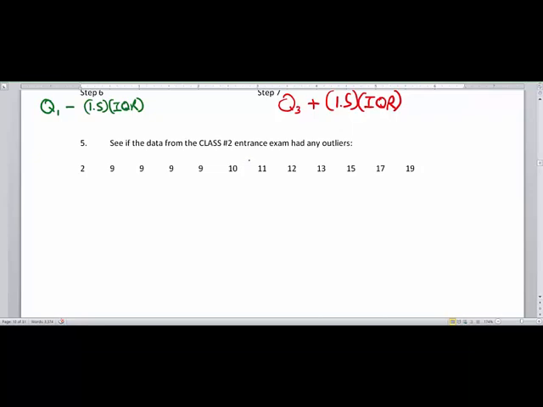Step 0 was to put the numbers in order. Check, all the numbers are in order. Okay, step 2 is to find the median. The median is between the 10 and 11. I'm going to go through this kind of quickly since we did this problem on the previous page.